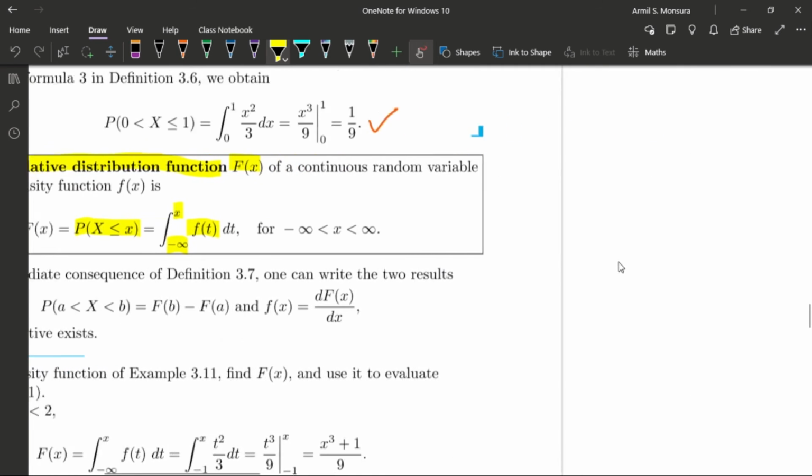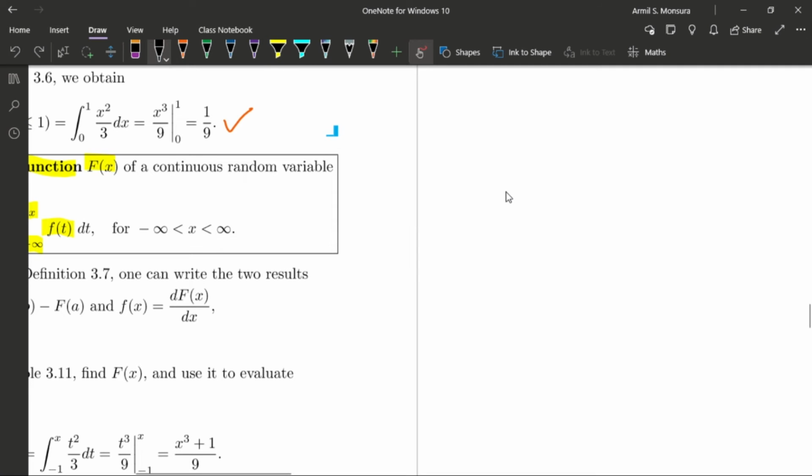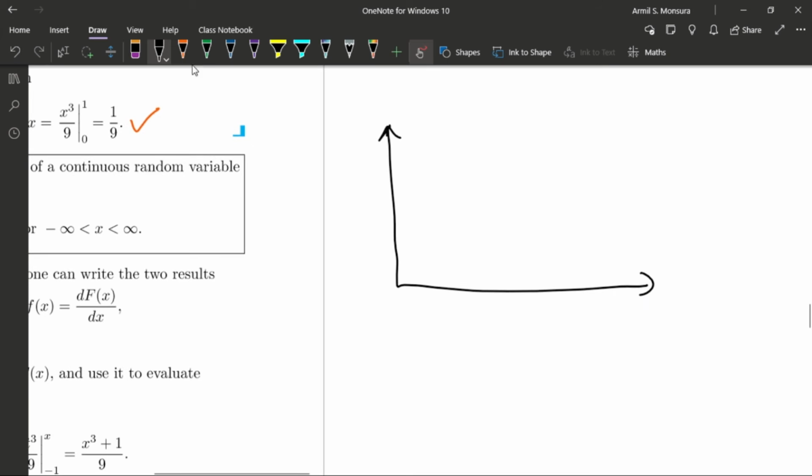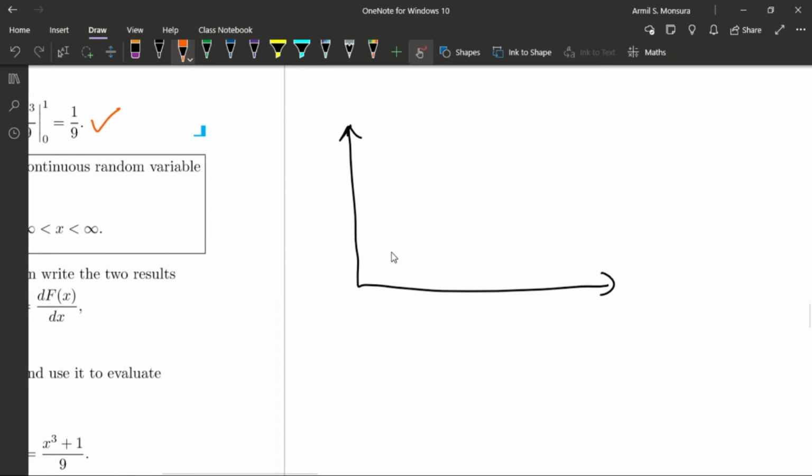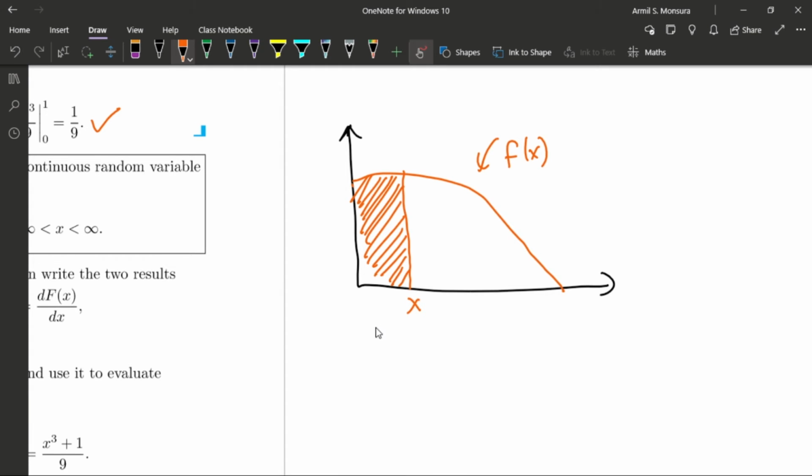So, say for example, example lang, no? Yan. So, example, that's your f of x. This is your f of x. So, we will have to compute itong area na to. So, that is the area from negative infinity up to x. So, that represents now the probability that your random variable x would assume a value that is less than x. Which is now equal to the integral of your f of t, magkapalit tayo ng variable, dt, from negative infinity up to x.